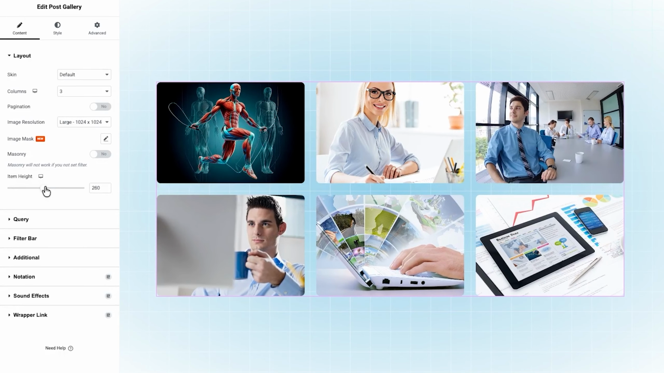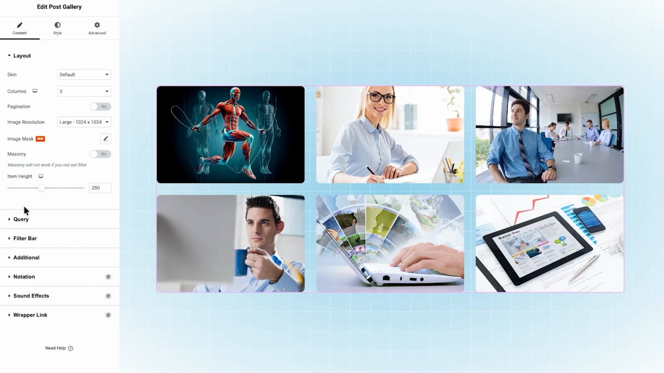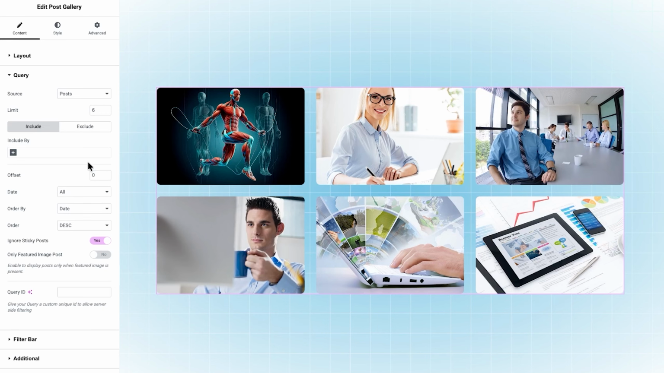After finishing the layout section, you'll move into the Query panel. This is where you decide exactly what content the widget should display. You can choose a content source such as posts, pages, floating elements, templates, manual selections, the current query, or even related items. For general use, selecting posts is the most common choice. You can set a limit to determine how many posts should appear within the widget.